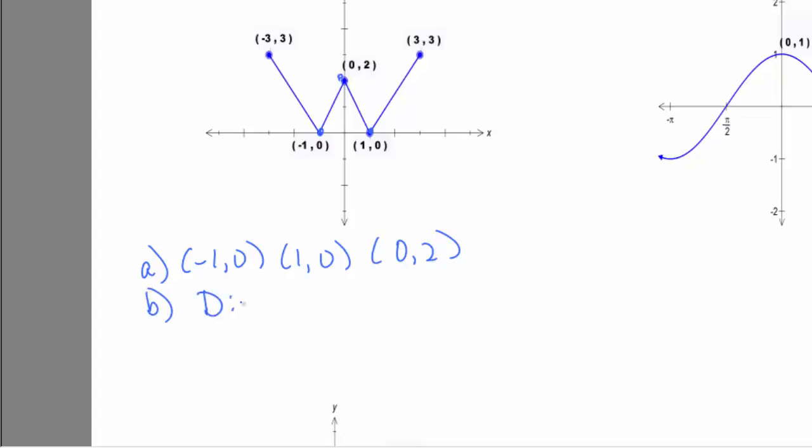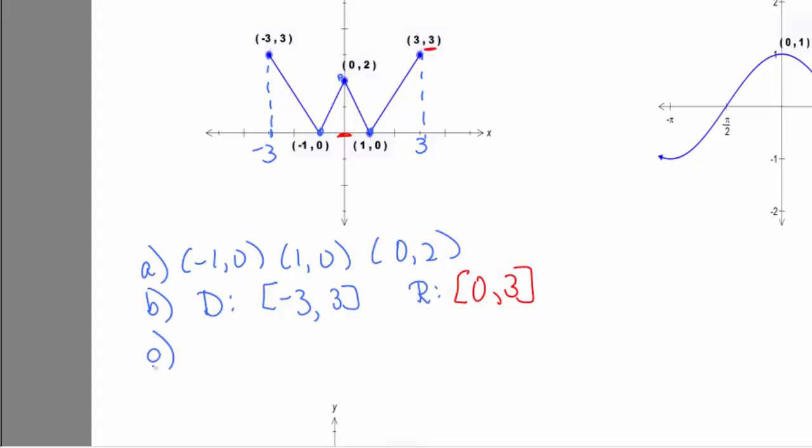Part B, the domain. Remember, those are the x values. So how far left and how far right does it go? From negative 3 to positive 3. The range, remember that's the low to the high, the y values. So from 0 to 3. Again, x values for domain, y values for range.